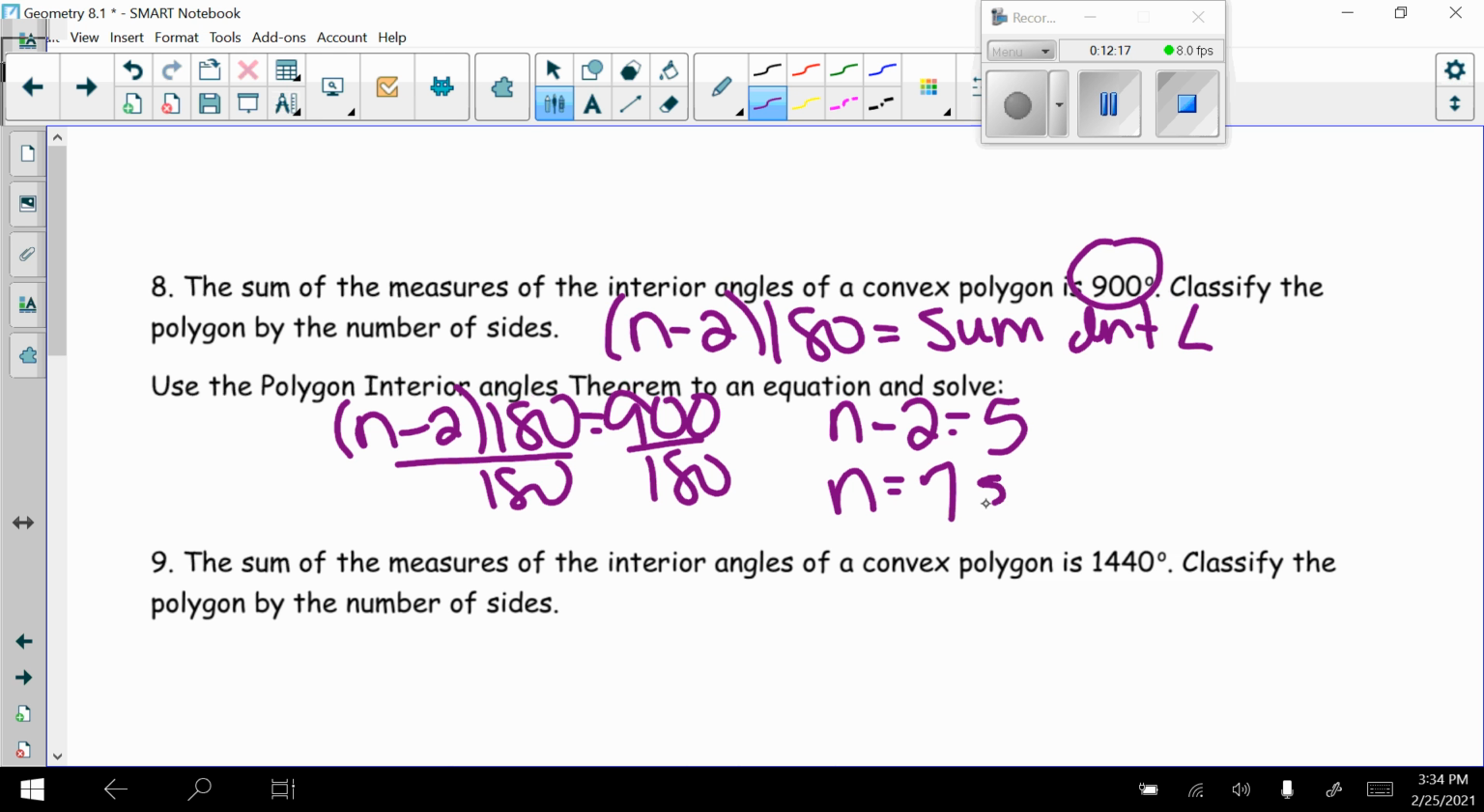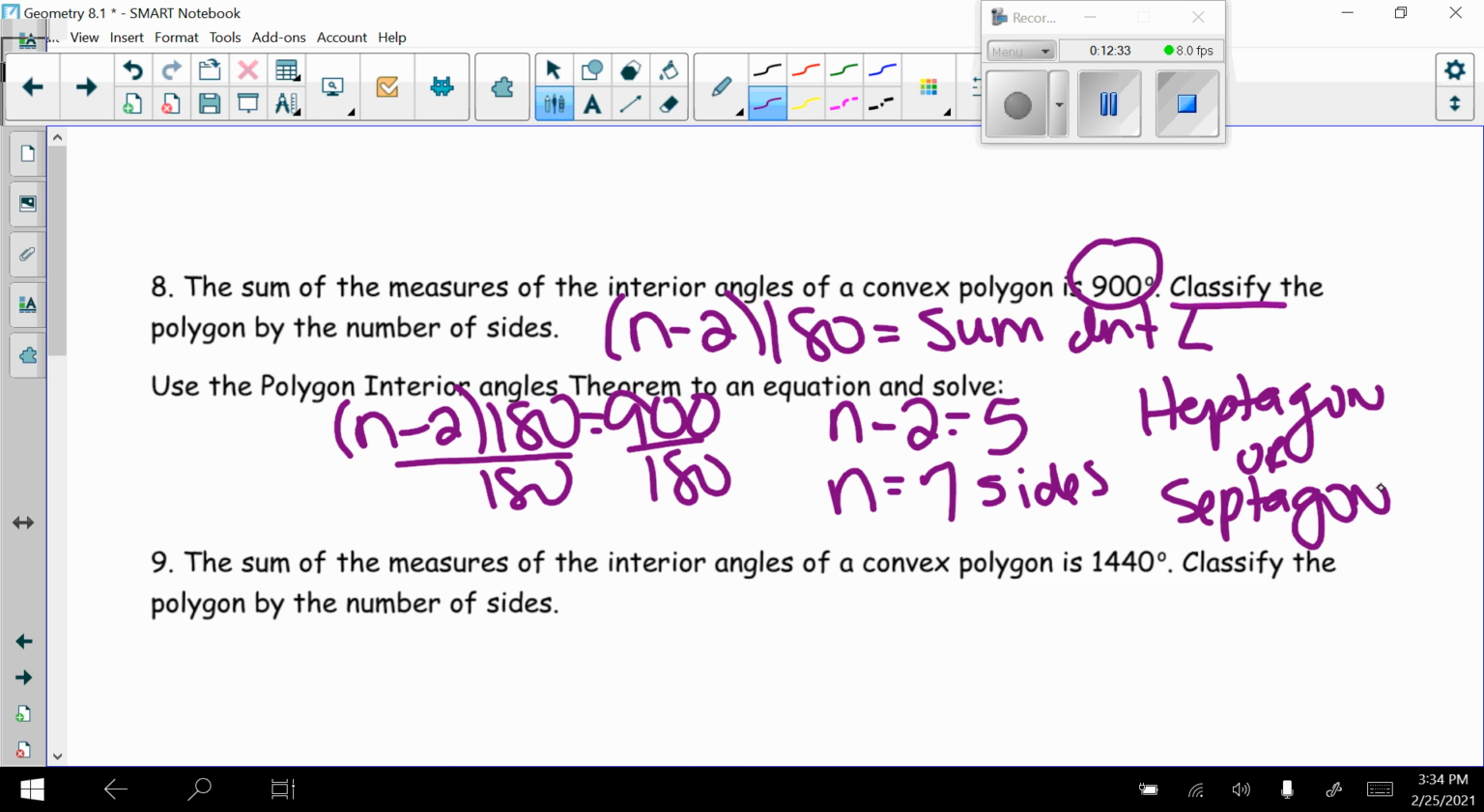So it has 7 sides, but it says classify the polygon. Remember, classify means give its name. So 7 sides is either a heptagon or a septagon. Remember, this one has 2 different acceptable names. So it would be a heptagon or a septagon that has interior angles sum of 900 degrees.